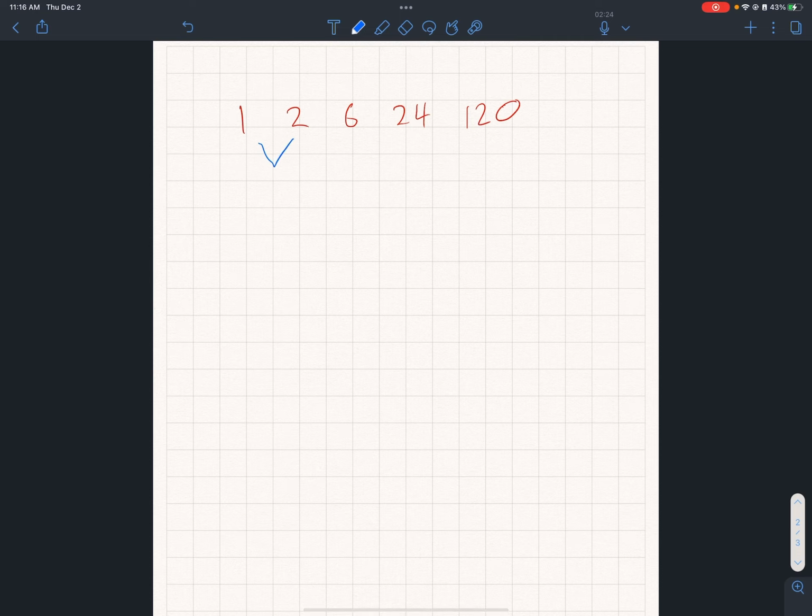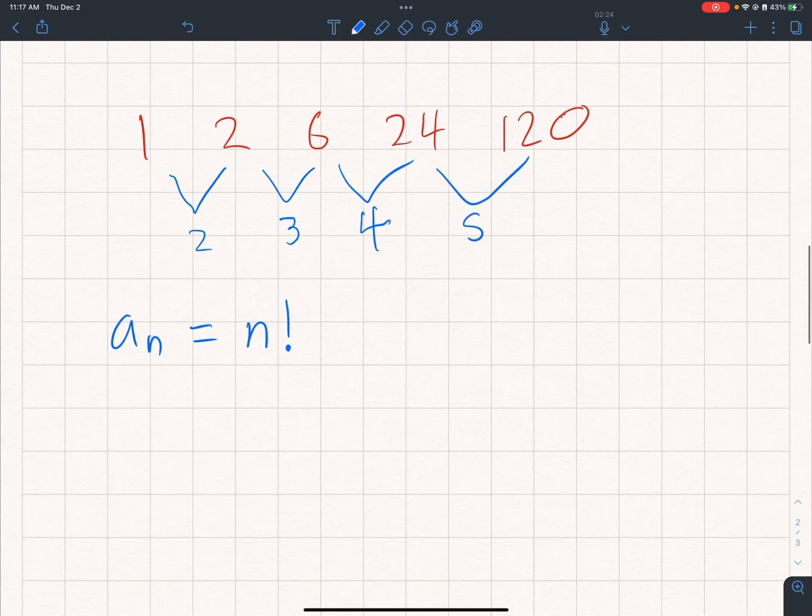It doesn't have a common ratio either. 2 divided by 1 is 2, 6 divided by 2 is 3, 24 divided by 6 is 4, 120 divided by 24 is 5. No common ratio, but it's got an increasing ratio. When you recognize this, this is a factorial sequence, because I know a sub n in general, the explicit, is n factorial. How do I prove it?